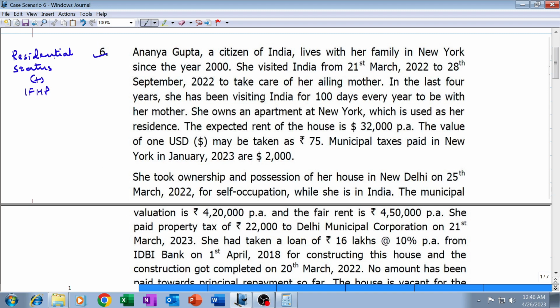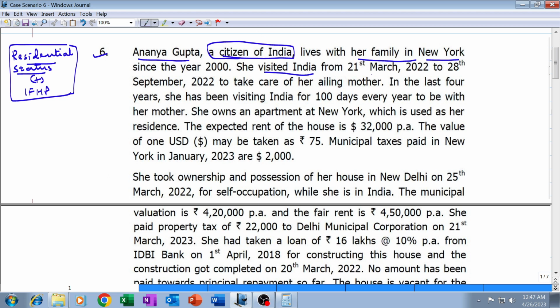Case scenario number 6. This is on residential status and income from house property. Ananya Gupta, a citizen of India, underlined citizen of India, that will be relevant information for calculating residential status. Lives with her family in New York since the year 2000. Okay, she is a citizen of India living outside India.